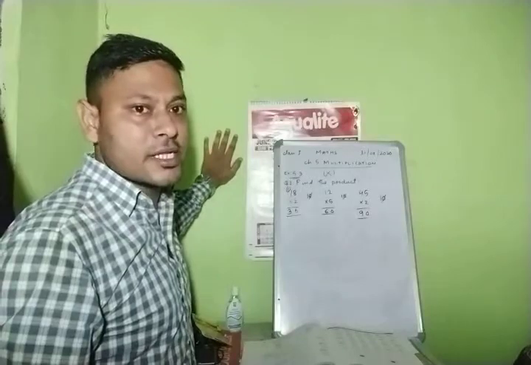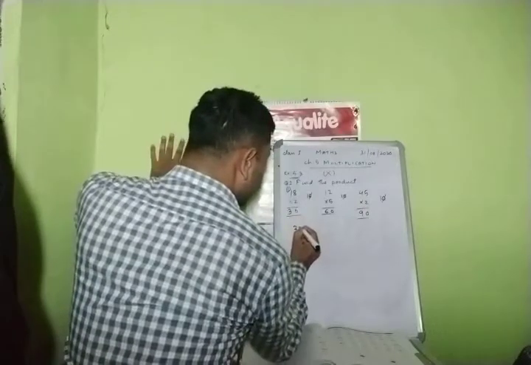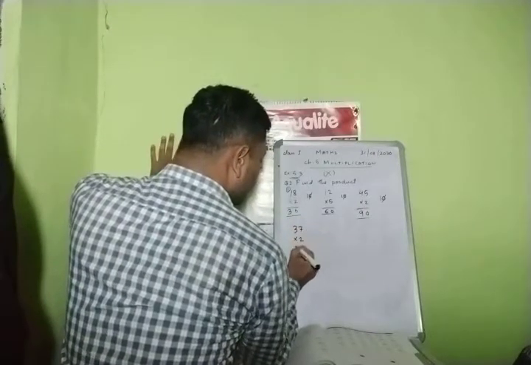Understood now? It is clear now? Okay. See next question. 37 into 2.